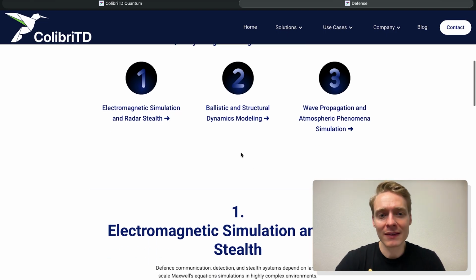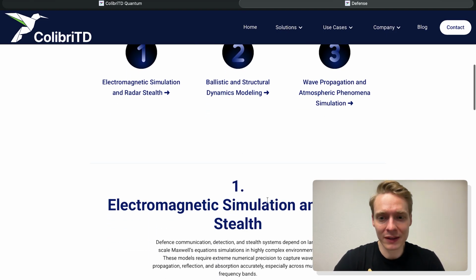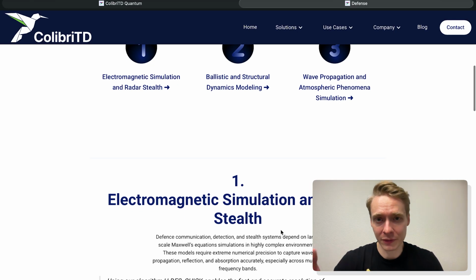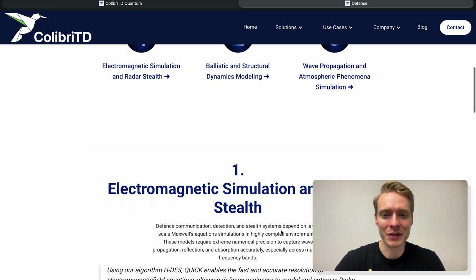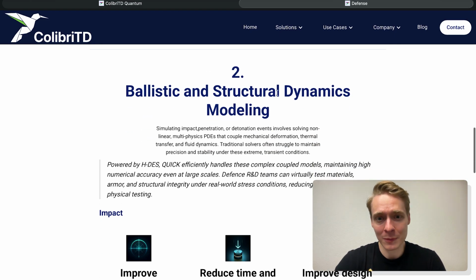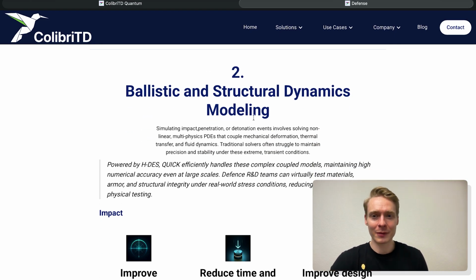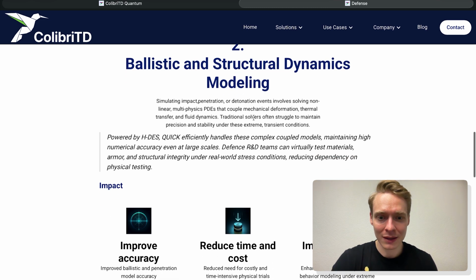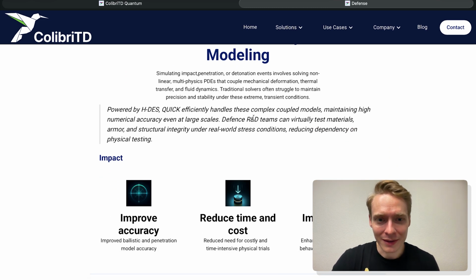So I guess the first one is kind of clear, right? Electromagnetic simulation and radar stealth. Stealth is when you try to not appear on somebody else's radar. So I guess that one kind of makes sense. Ballistic and structural dynamics modeling, I can also probably understand. So let's quickly jump in here.